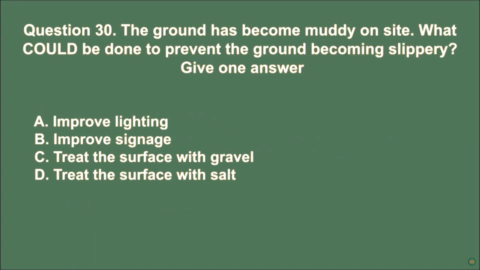Question 30. The ground has become muddy on site. What could be done to prevent the ground becoming slippery? Give one answer. A. Improve lighting. B. Improve signage. C. Treat the surface with gravel. D. Treat the surface with salt. C is the correct answer.